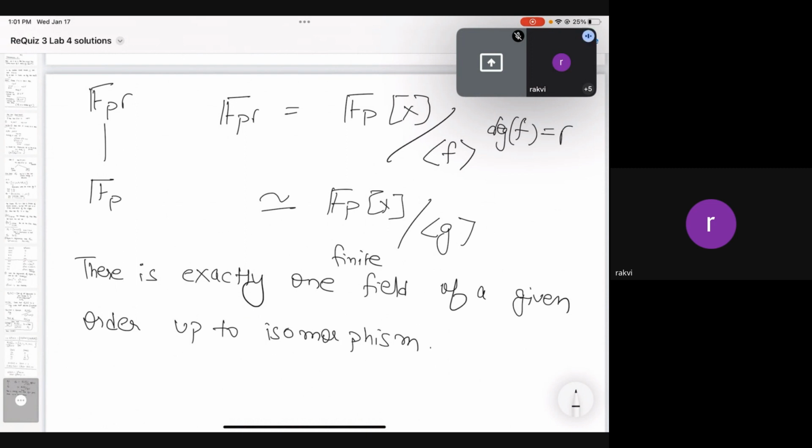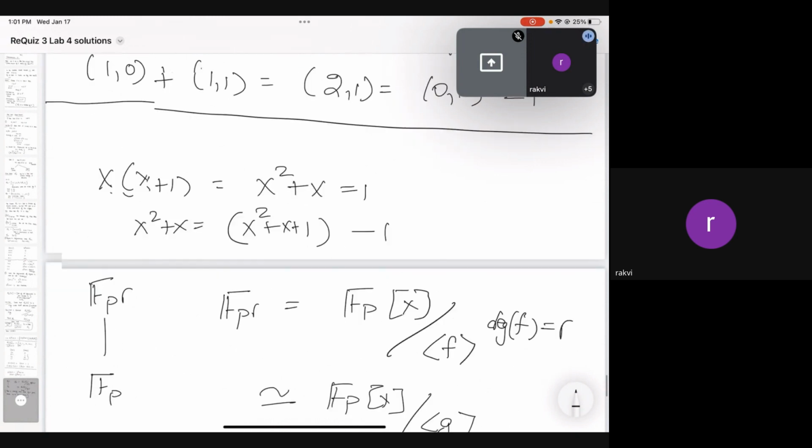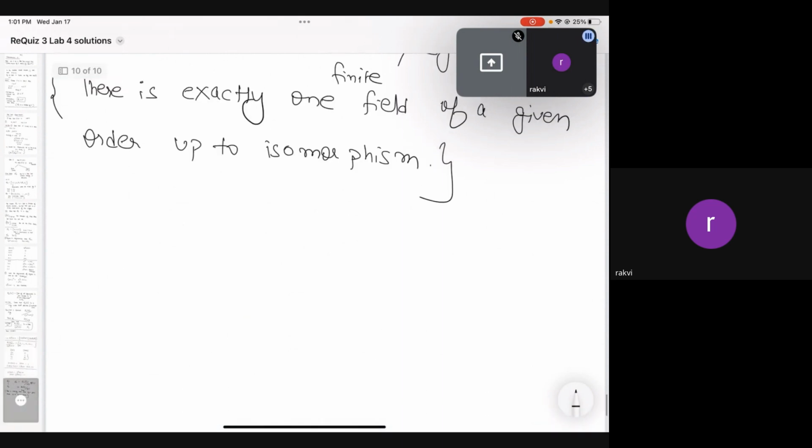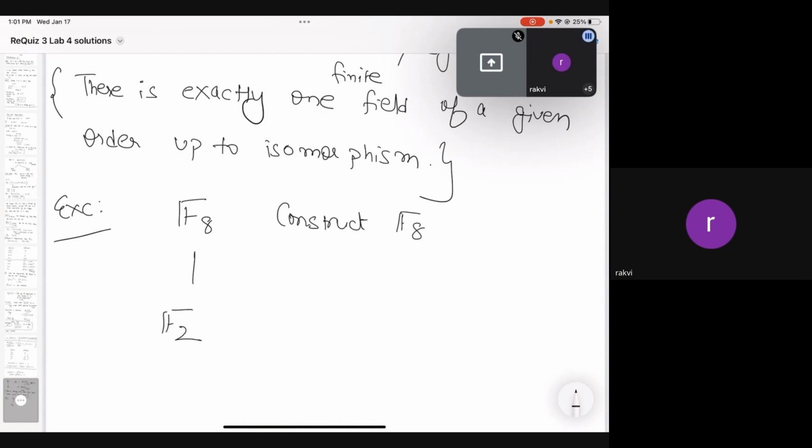Okay. So these are our finite fields, and this was just an example. Just as a small exercise, I would really encourage you to play around with F8. Find an irreducible polynomial of degree 3 and then construct F8 explicitly, and try to work out how addition and multiplication work.